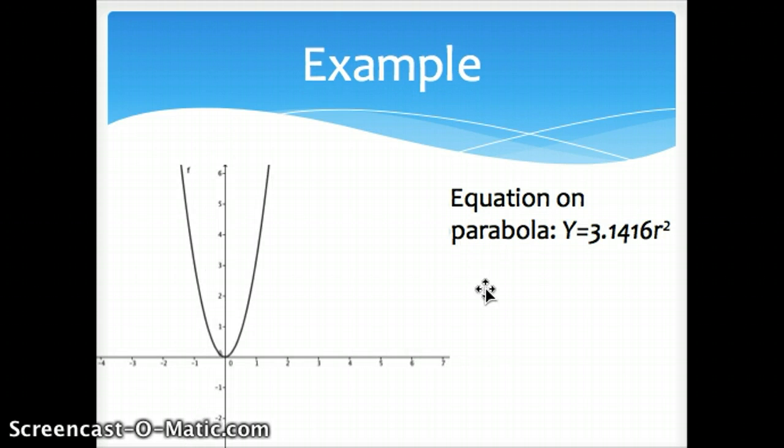In this other graph, the equation is y equals 3.1416r squared. Look that in this case, the independent variable is r, which gives us a parabola, as you can see in the graph.